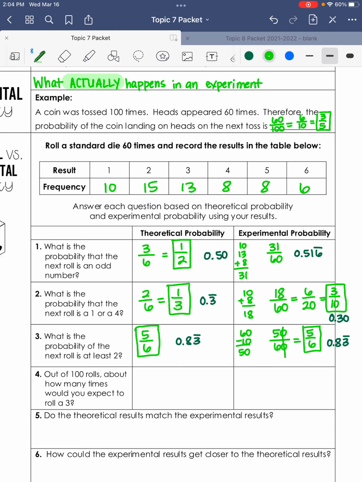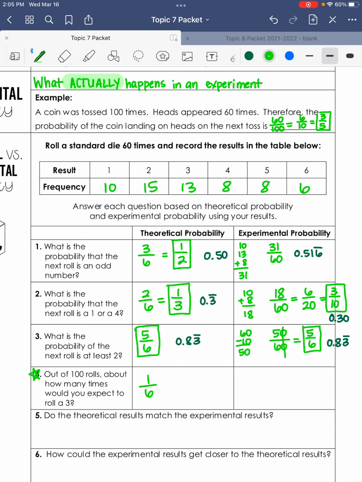Okay, let's look at the next one, number 4. Out of 100 rolls, about how many times would you expect to roll a 3? Okay, so we're actually going to predict how many times we would expect to roll a 3 if we were to roll the dice 100 times. So, how many times does 3 occur on a 6-sided die? Just once. So, that is 1 out of 6, right?